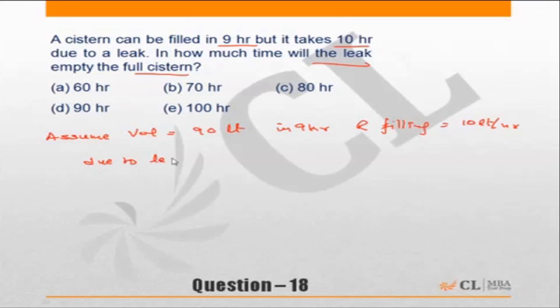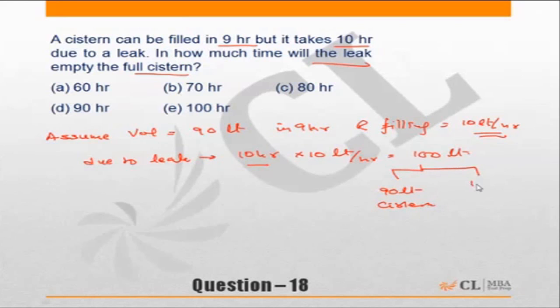it is taking not 9 but 10 hours. Now since the rate of filling is 10 liters per hour and it is being filled for 10 hours due to the leakage, that means the total amount of water which has been filled into the cistern will be 10 into 10, which is equal to 100 liters. Or in other words, out of these 100 liters, 90 liters will remain in the cistern, while 10 liters will be leaked out. So on account of leakage, you will lose 10 liters.